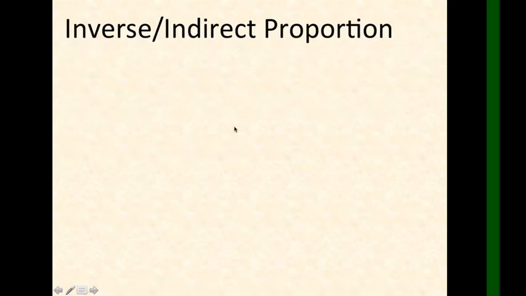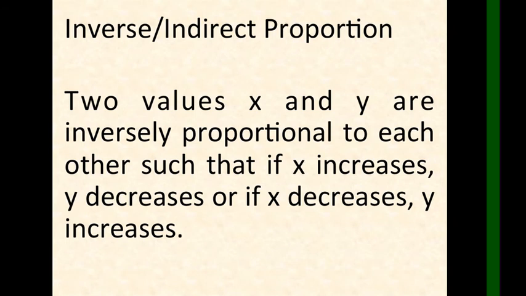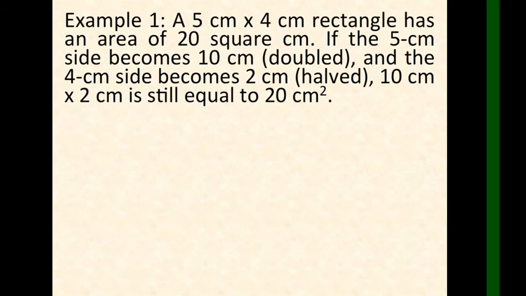Now, let's talk about inverse or indirect proportion. Two values x and y are inversely proportional to each other such that if x increases, y decreases, or if x decreases, y increases. Example, a 5 centimeter times 4 centimeter rectangle has an area of 20 square centimeter. If the 5 centimeter side becomes 10 centimeter or doubled, and the 4 centimeter side becomes 2 centimeter or halved, 10 centimeter times 2 centimeter is still equal to 20 square centimeter.